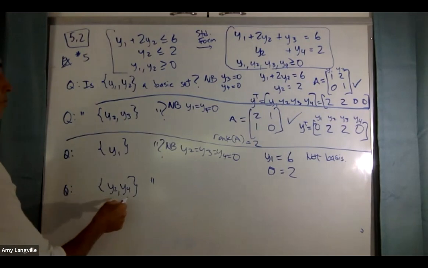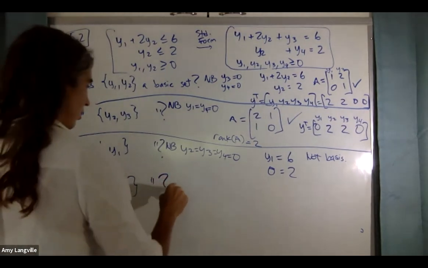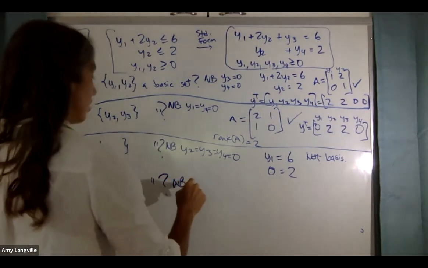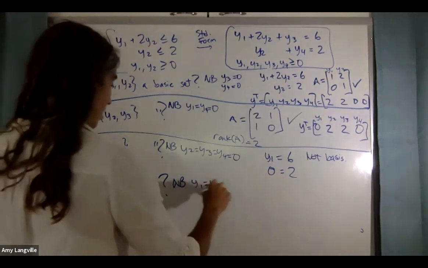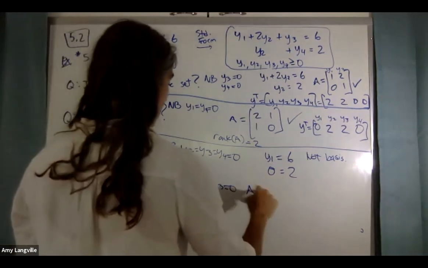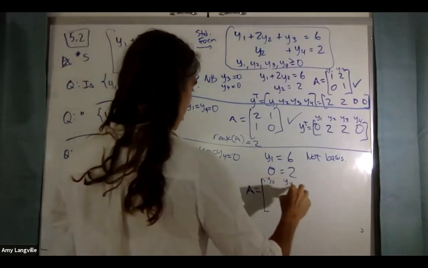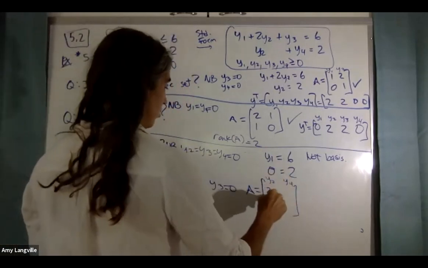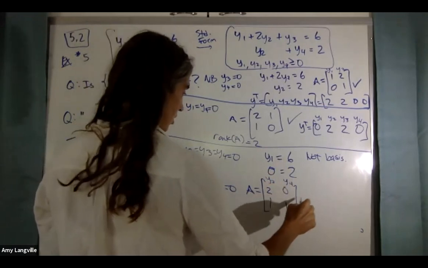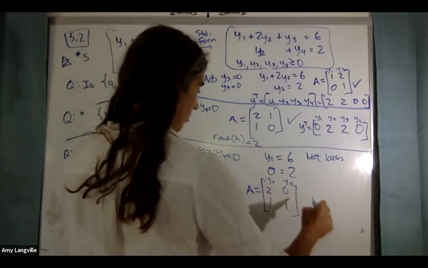Okay, y2 and y4. Let's check those out. The non-basics would be 1 and 3. Set those to 0. A is the columns corresponding to y2 and y4. And those would be 2, 1, 0, 1. Yeah, that'll do it.